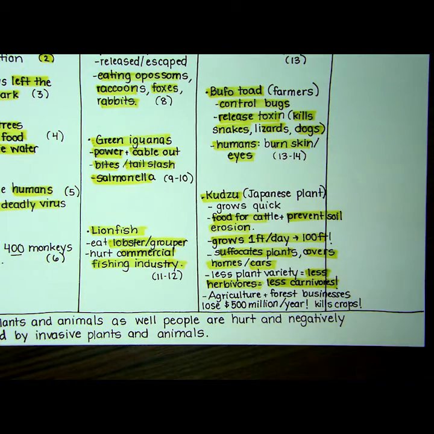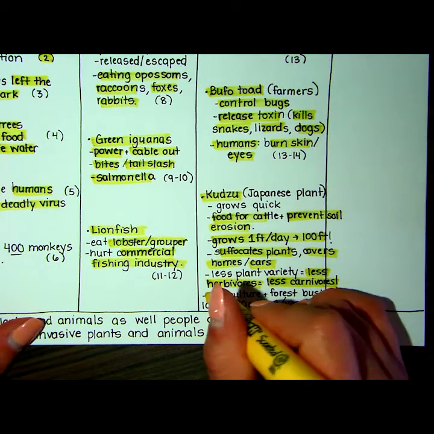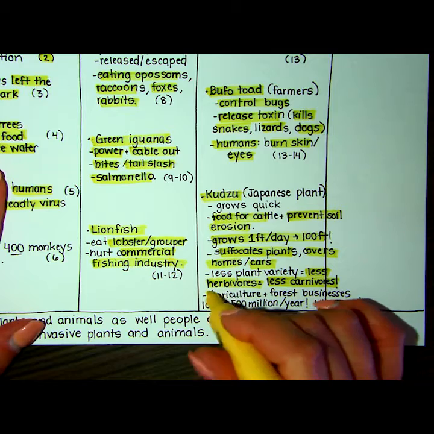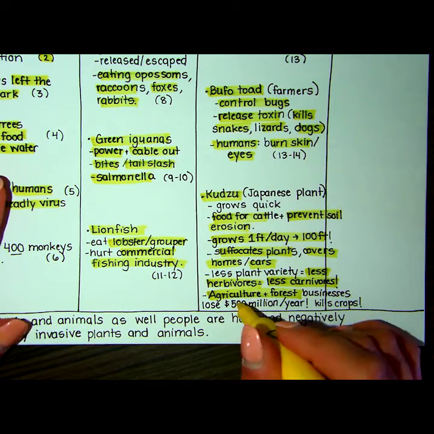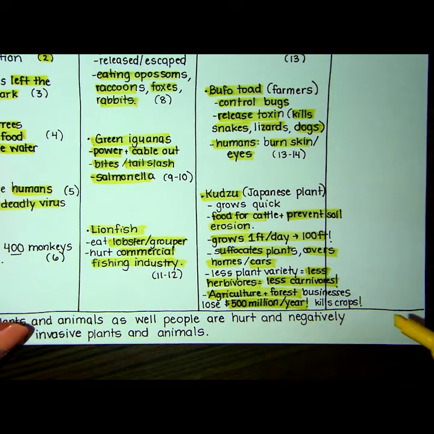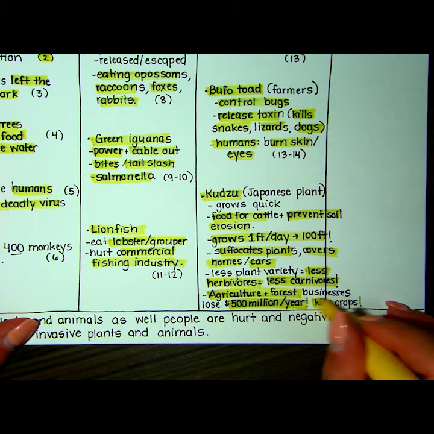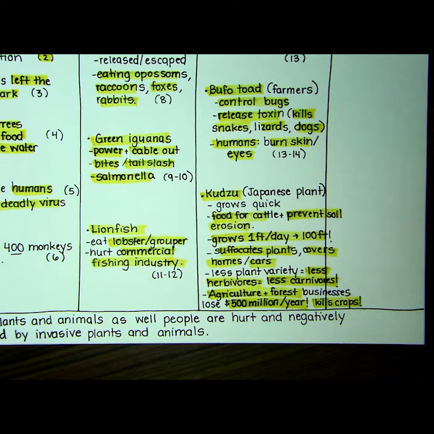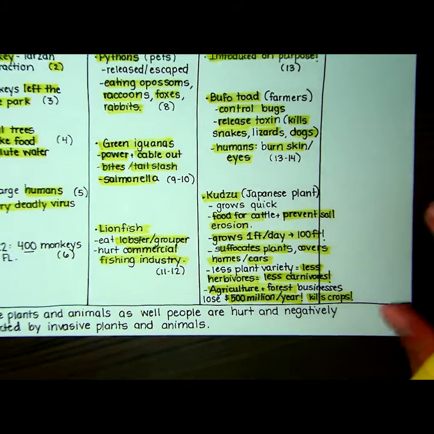So that's a problem. The other thing it's impacting are agriculture and forest businesses. Why? Because they're losing this astonishing amount of $500 million per year. Why? Because it's killing their crops and they're having to spend all this money and time to try to cut back that kudzu. So, big ideas.